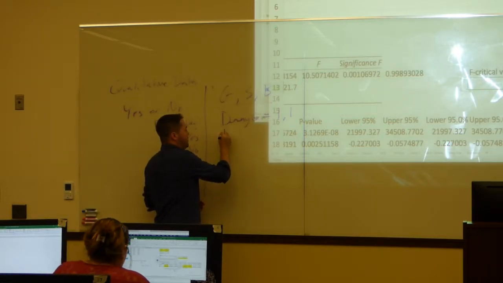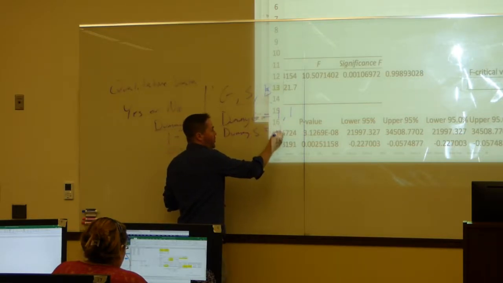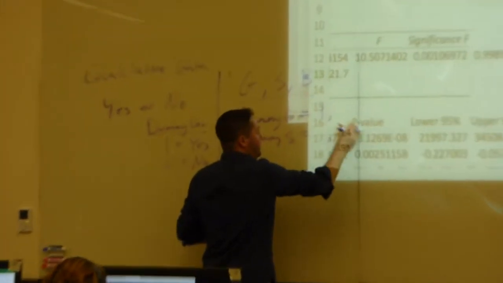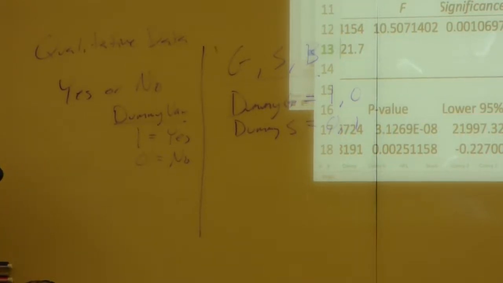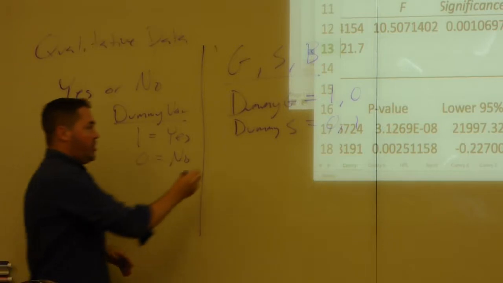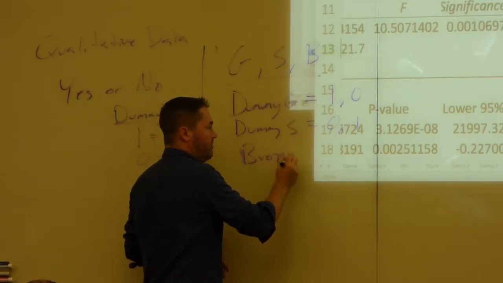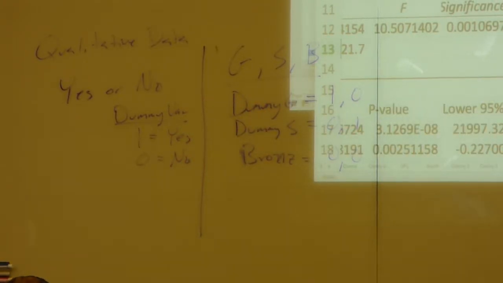Right? Dummy silver could be 1. Wait, no, sorry. 1, 0 for gold. Dummy for silver could be 0, 1. And then our bronze by default would be what? 0, 0. All right. So what I would do if I wanted to create these dummy variables?